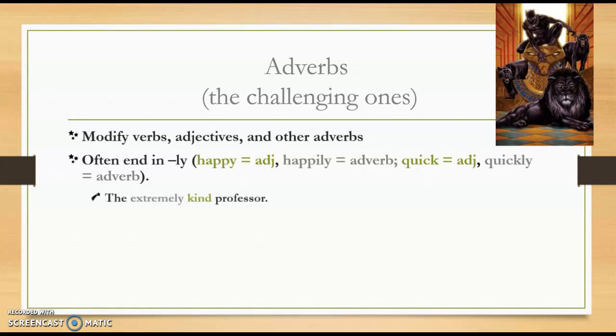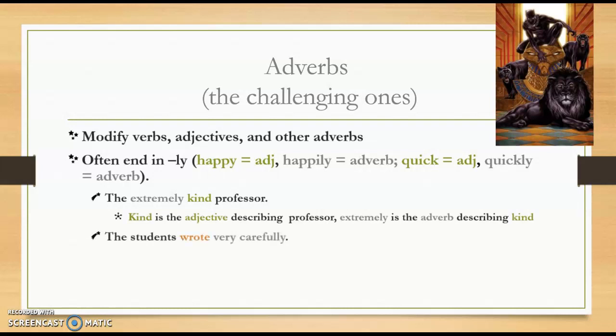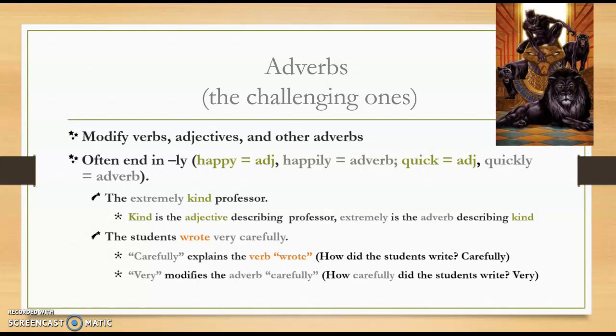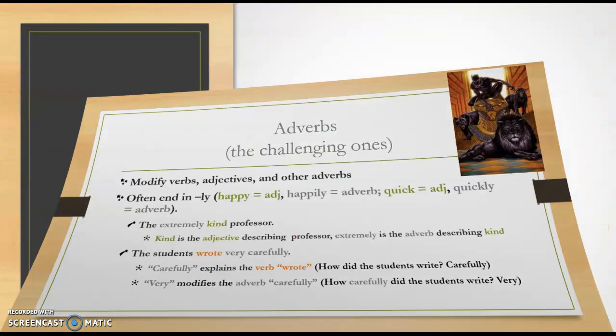So we can have something like the extremely kind professor. Kind is an adjective describing the noun professor. Extremely is the adverb describing how kind the professor is. That professor isn't just kind, that professor is extremely kind. Okay? So the students wrote very carefully. Carefully, ly, describes how the students wrote. And very modifies carefully also. How carefully did the students write? Very. Do you see how that works? Okay, moving on.